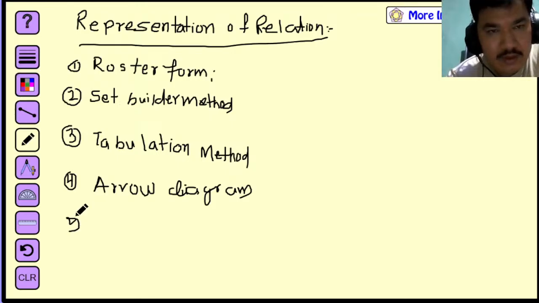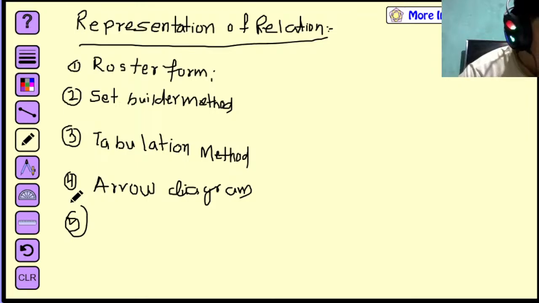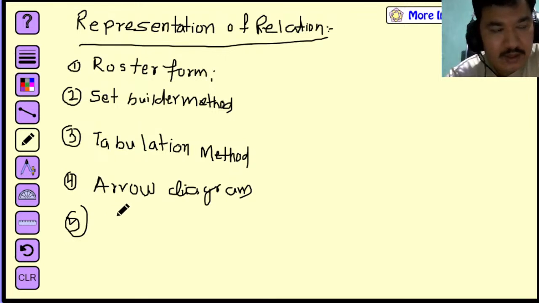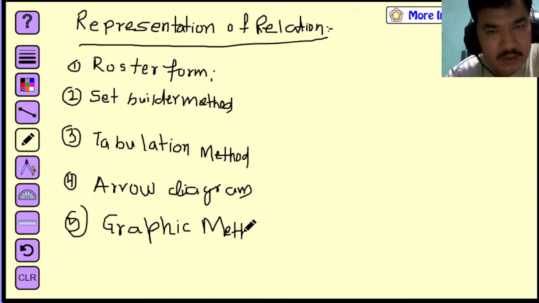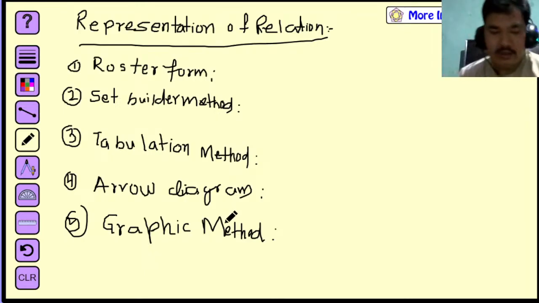And the fifth one is the graphical method, which is also known as the lattice method. We can call it the graphical method also. By the graphical method we can represent the relation. These are the five different methods by which we represent the relation.